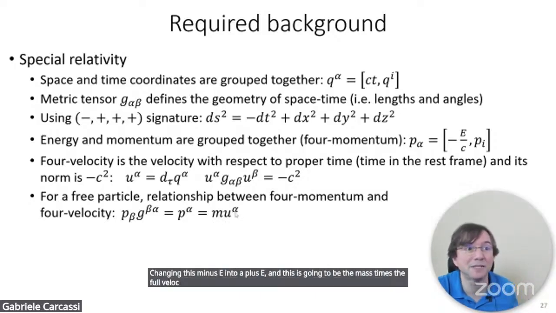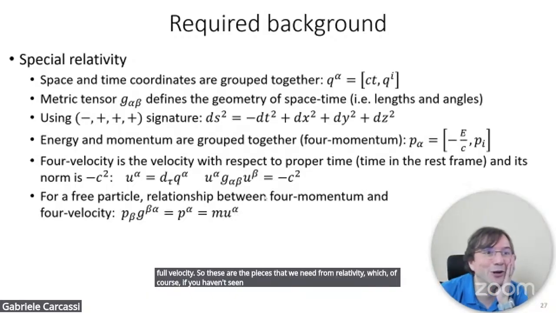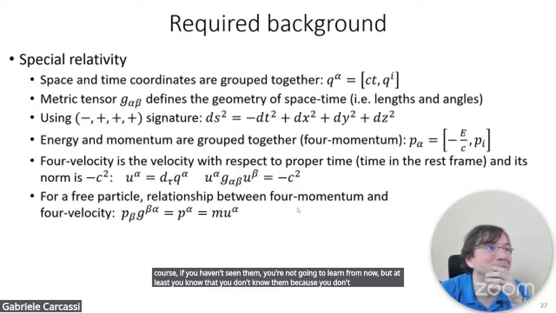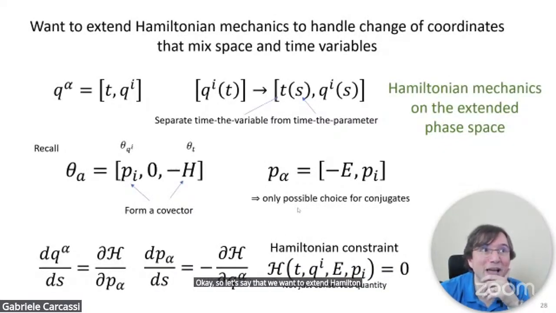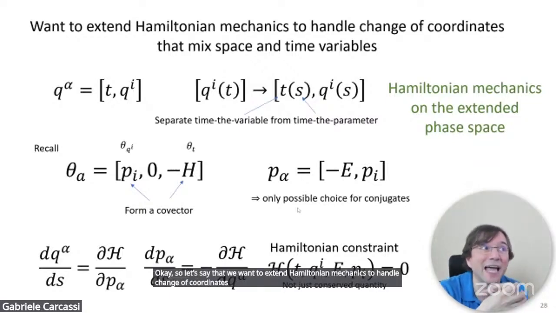So these are the pieces that we need from relativity, which of course, if you haven't seen them, you're not going to learn from now, but at least you know that you don't know them because you don't have the background. Okay, so let's say that we want to extend Hamiltonian mechanics to handle changes of coordinates that mix time and space. Okay, that's what we want to do.